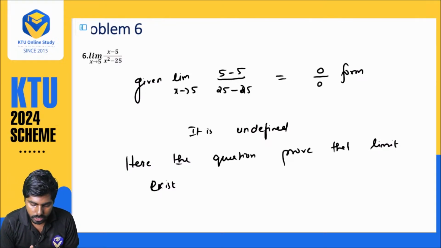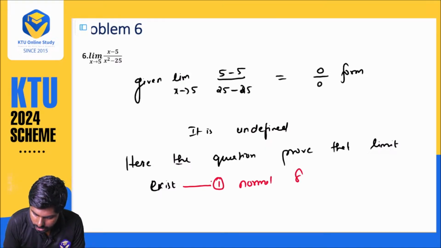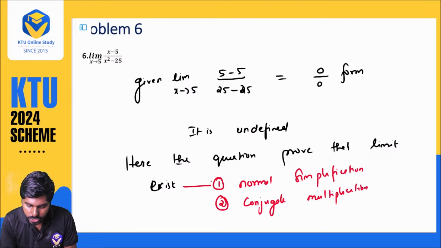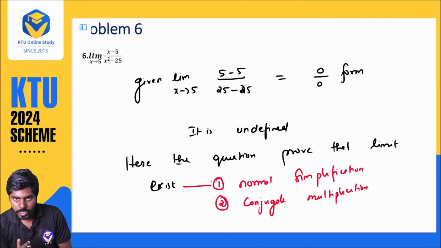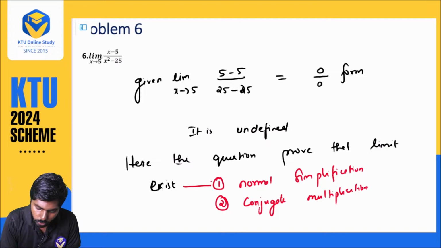There are two methods there. One is normal simplification, and the second method is conjugate multiplication. So these are the two methods. Using these two methods, either by normal simplification or by conjugate multiplication, we can prove this kind of problem. We can prove in this format whether the limit exists or not.